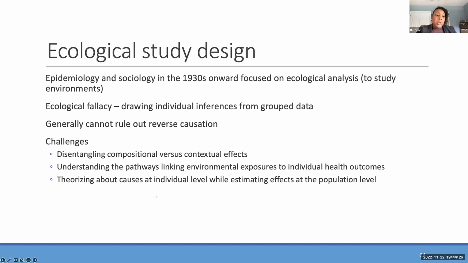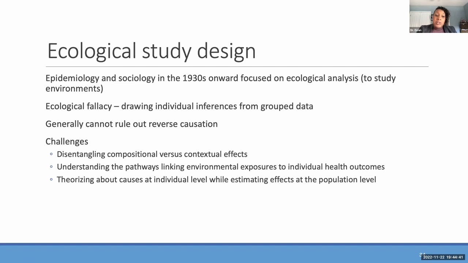Some of the challenges, though, is that it's hard sometimes to disentangle between what the components of the ecological outcome that we're looking at are versus how the ecological outcome itself is contributing.